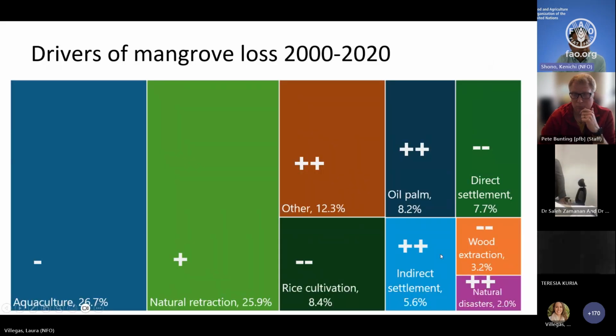And we also produced some interesting results on the drivers. As you can see, aquaculture is still the leading driver of mangrove losses, but its importance is declining over time. On the other hand, other drivers such as natural retraction, indirect settlement, oil palm, natural disasters, these drivers are increasing in importance. So this is something important to consider when we think about future interventions to improve the management and conservation of mangroves. Next, please.